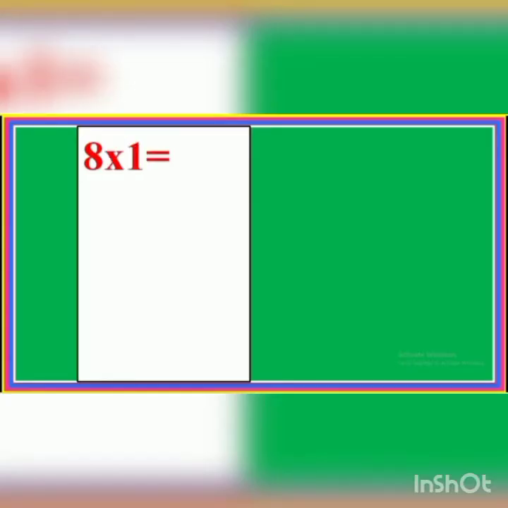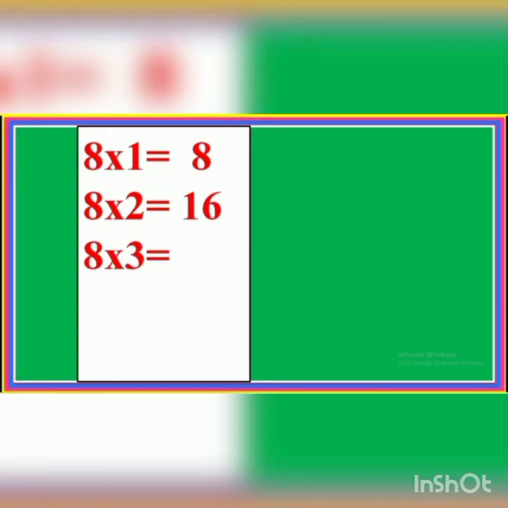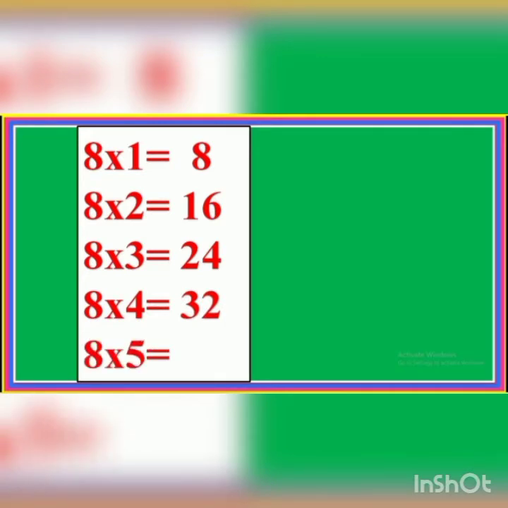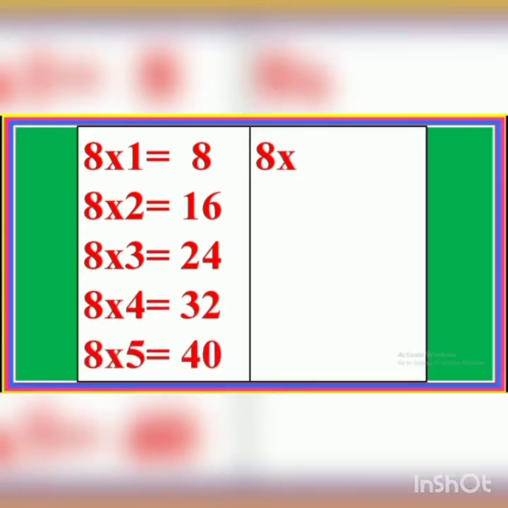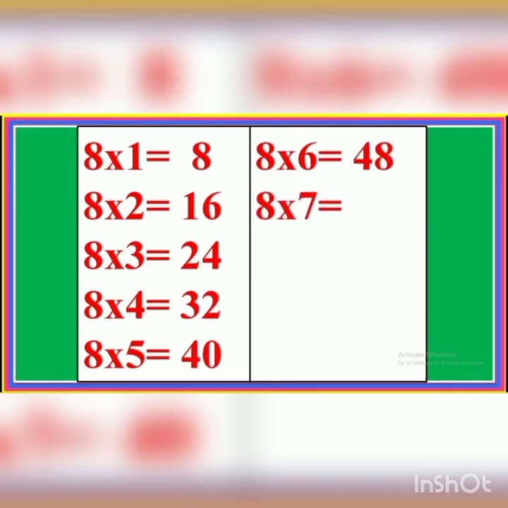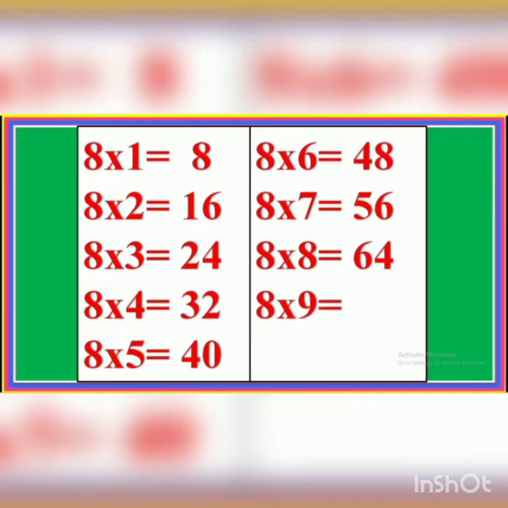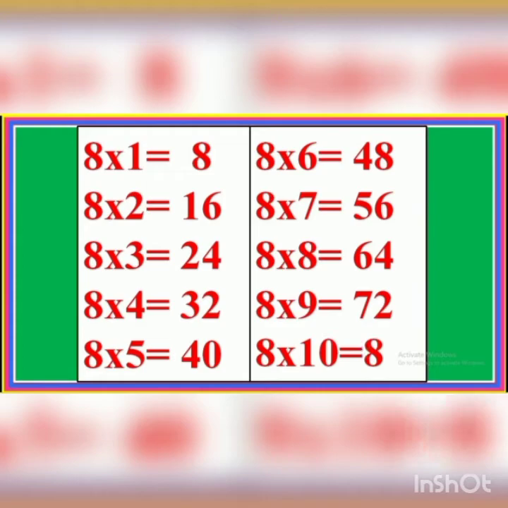Once again, let's revise the table of 8. 8 1s are 8. 8 2s are 16. 8 3s are 24. 8 4s are 32. 8 5s are 40. 8 6s are 48. 8 7s are 56. 8 8s are 64. 8 9s are 72. 8 10s are 80.